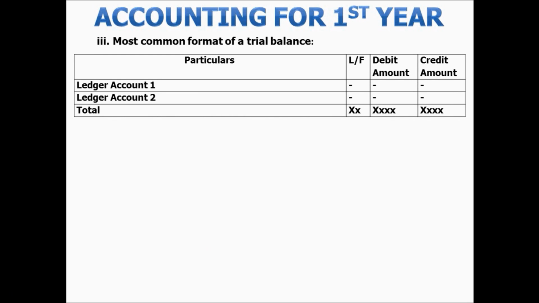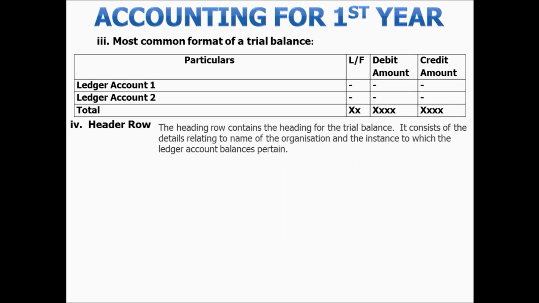The following table shows us the most common format of a trial balance, and it includes the following. It always needs to have a header row. The header row contains the heading for the trial balance, and this consists of the details relating to the name of the organization and the instance to which the ledger account balances pertain.